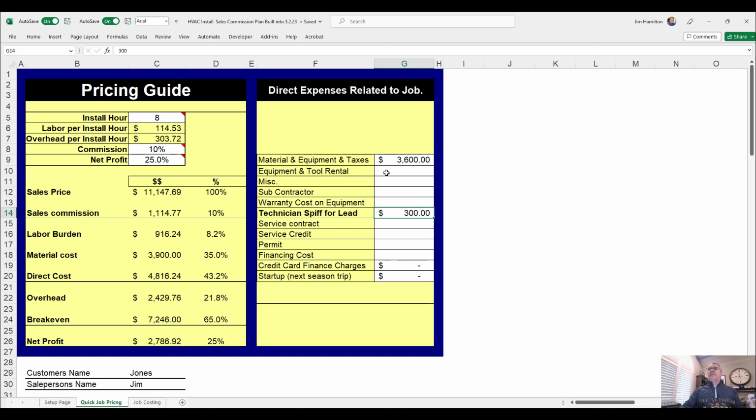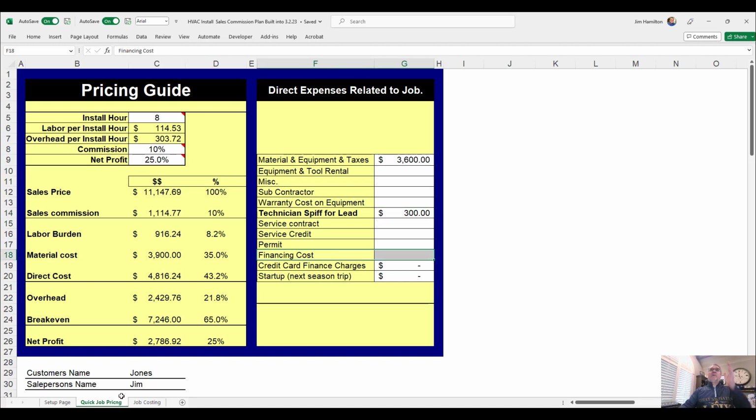All right, so here are some things when you're building the price. Got some miscellaneous stuff. You got the material and equipment. And if it's a tech lead, put the $300 in here for the tech lead, because we got to build that into the price when we're selling it. The salesperson should know if it's a tech lead or not before he goes out, so it'd be very easy for him to just plug it in here.